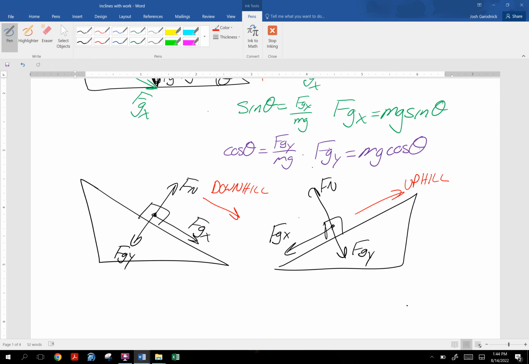Please trust me on this. It'll help with sign errors. If you don't want to do it, you don't have to do it. All right, let's get after solving an actual problem now that we have reviewed how to draw the free body diagram.